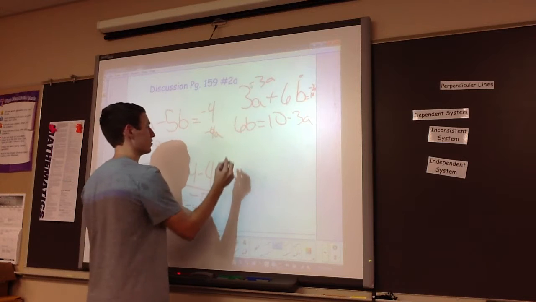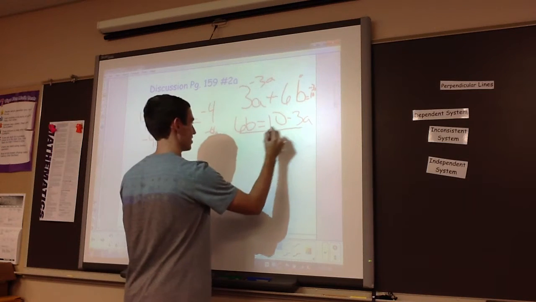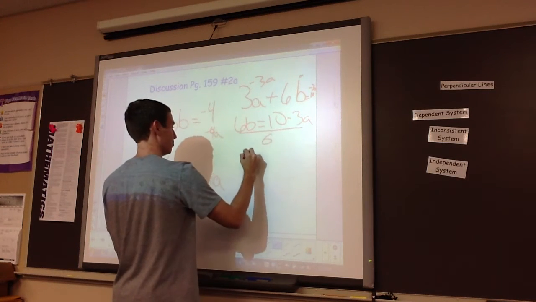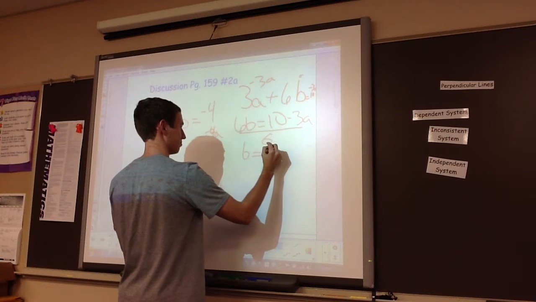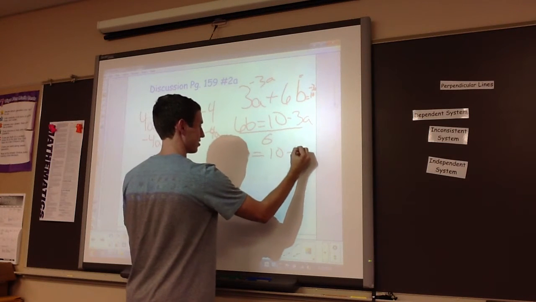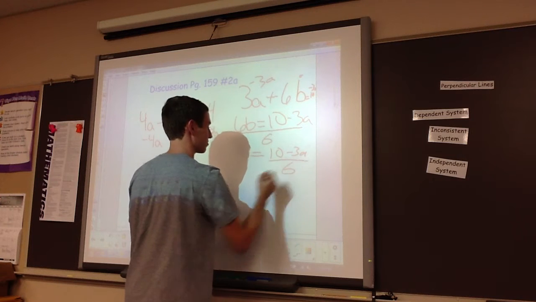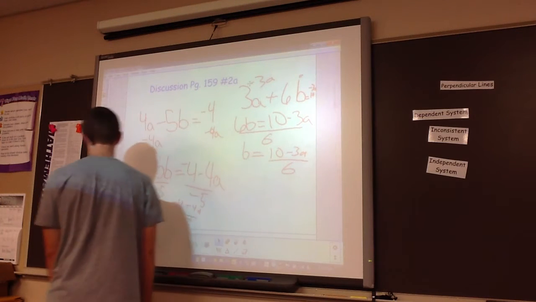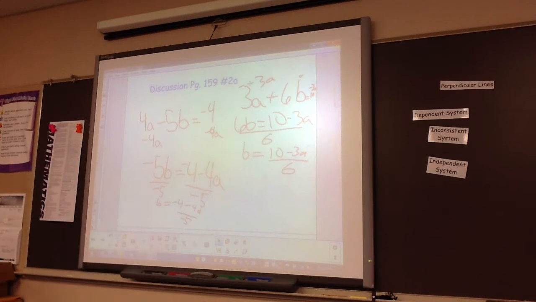Solve for b. You need to divide both sides of the equation by 6. So you have b equals 10 minus 3a over 6. Very good, Parker. Next. We are still on 2A.